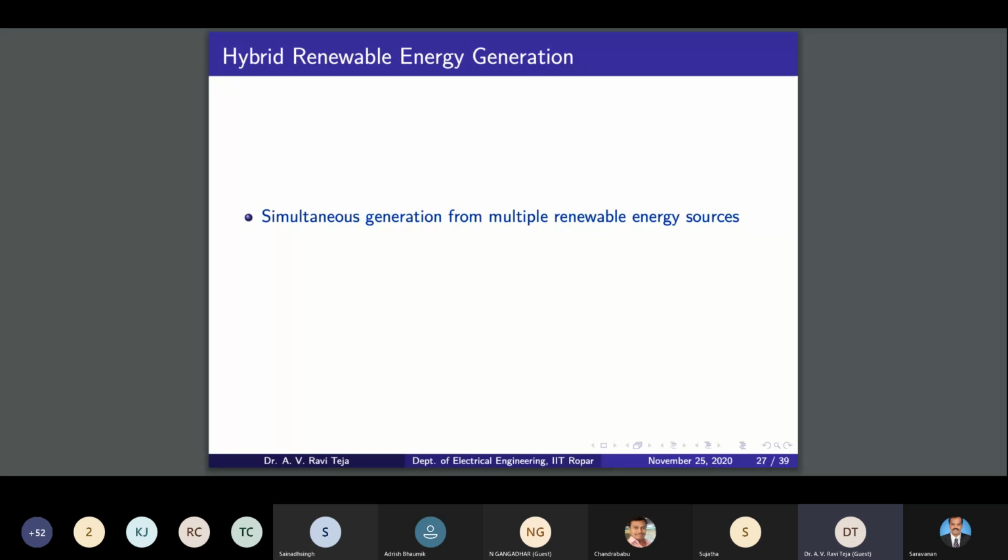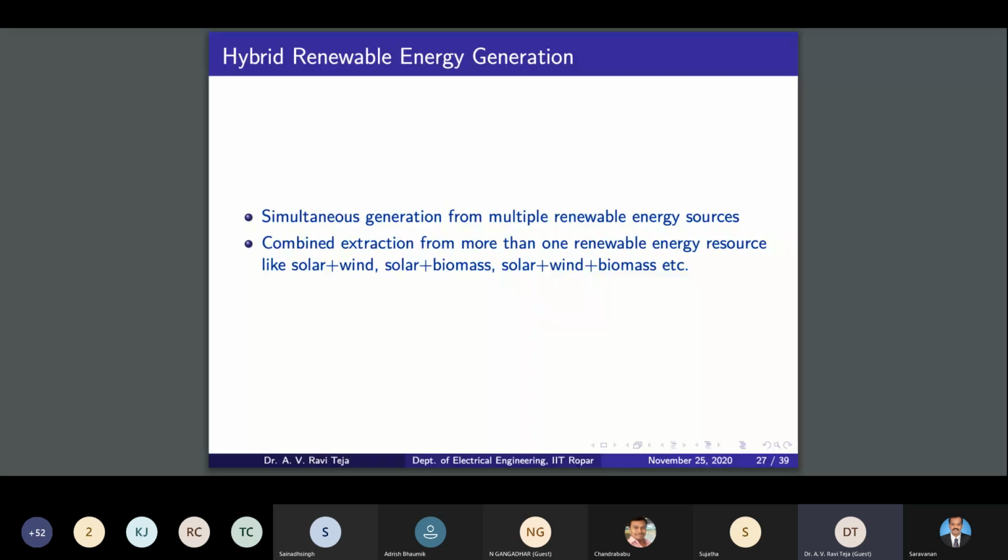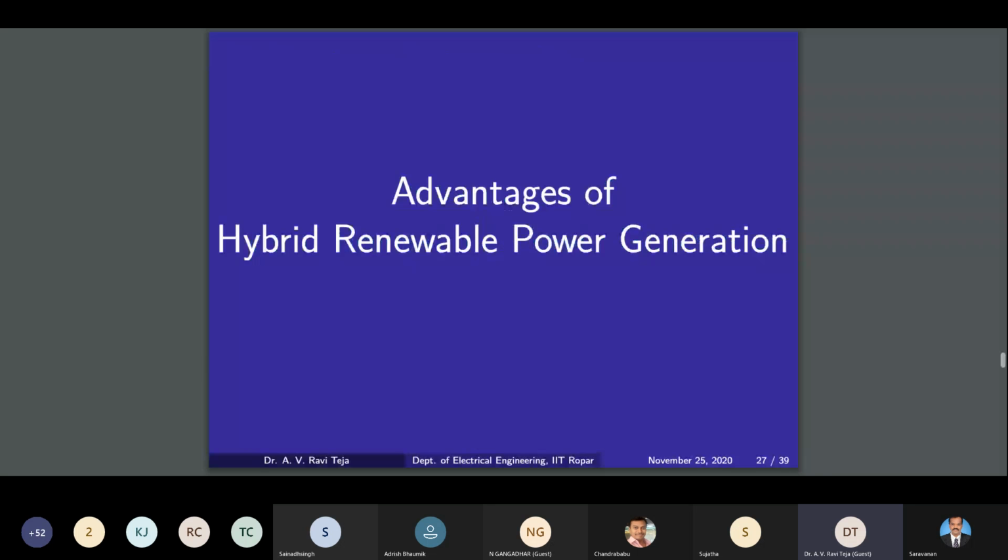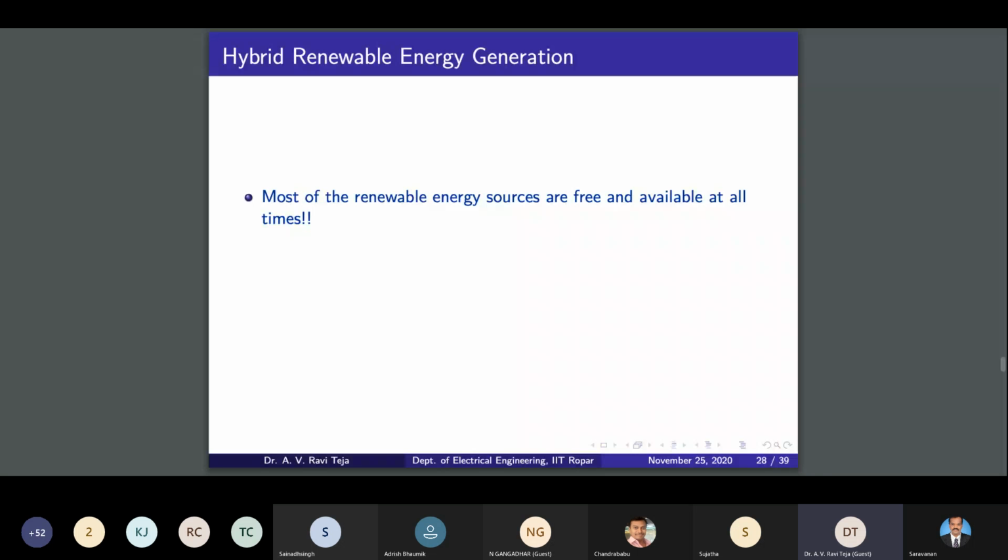Or what can I do if I combine both solar and wind or any other source by making it a hybrid renewable generation system? That we'll see briefly. Simultaneous generation from multiple energy sources, because all the renewable power is available for free. If I get more from more sources at a time, say solar plus wind, solar biomass, solar wind biomass, that is advantageous for me. But seemingly it looks like it may involve more cost, because you have to pay for the solar installation as well as the wind installation, or can we save some cost? We will see. There are numerous advantages if you go for hybrid renewable energy generation.